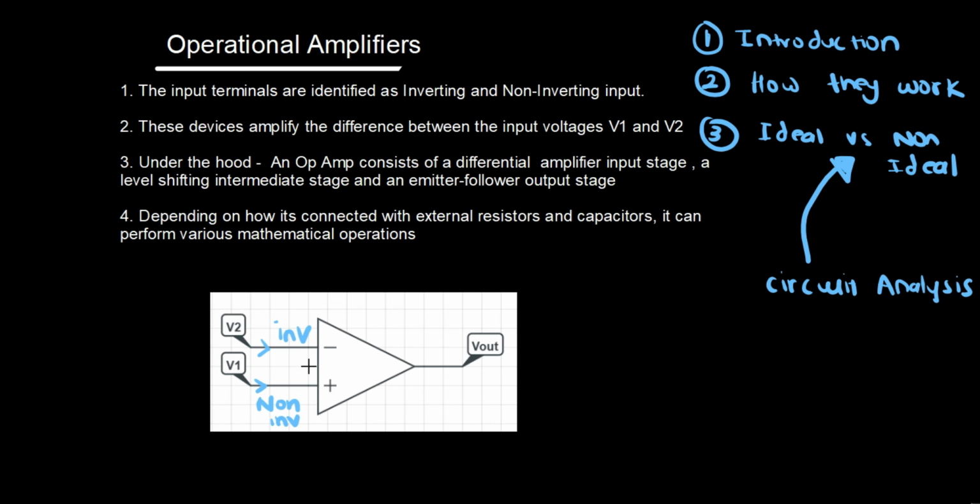So we provide input to this device through the inverting and non-inverting input terminals, and then the op-amp will do some sort of operation, and the output voltage will be provided through the output terminal. Very simply, these devices amplify the difference between the input terminals and provide an output.